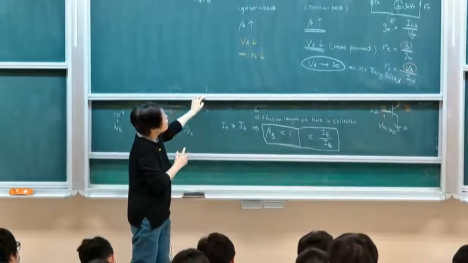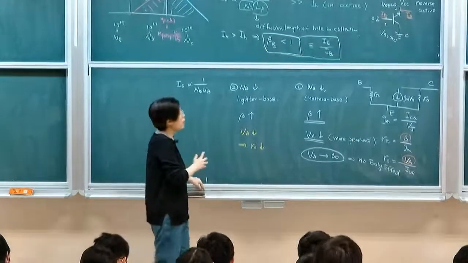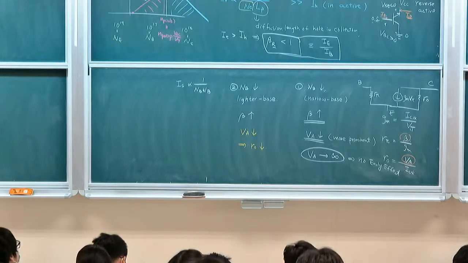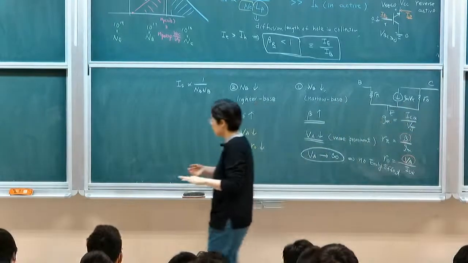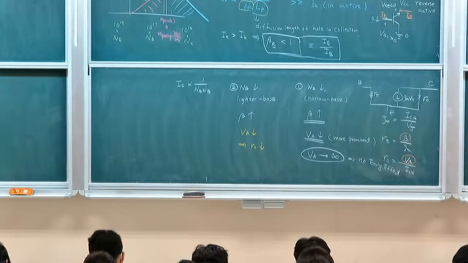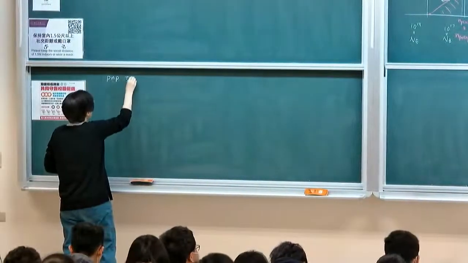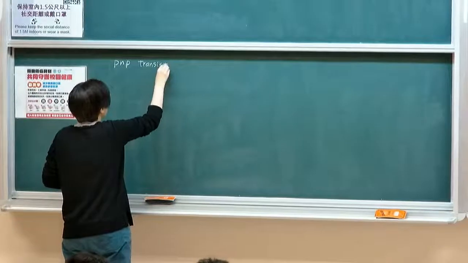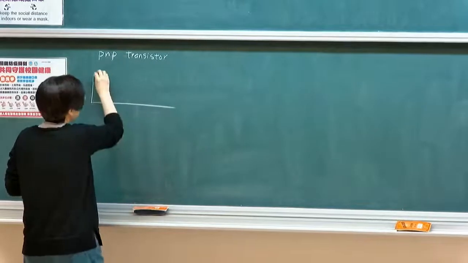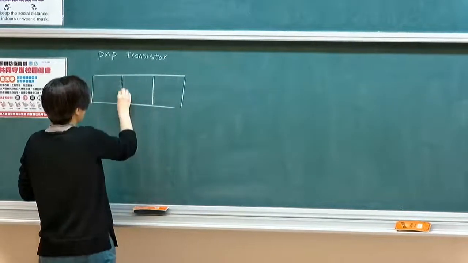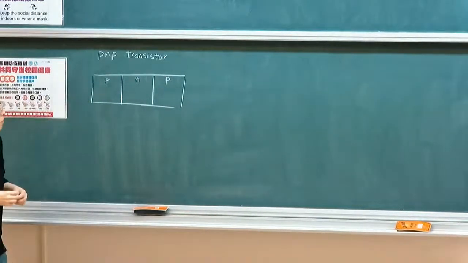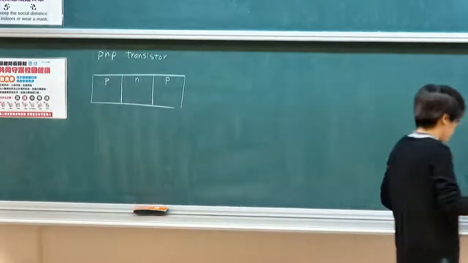Good. So we have one last topic to discuss, to wrap up the whole chapter. That's the PNP transistor. If you want to talk about a PNP transistor, I'm just going to talk about active mode. The main difference is that we're going to reverse the types.